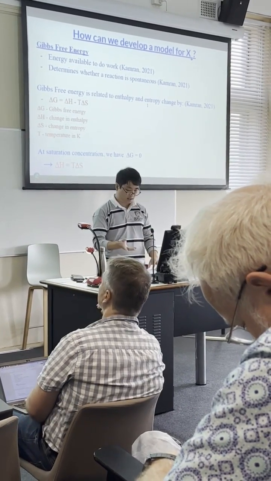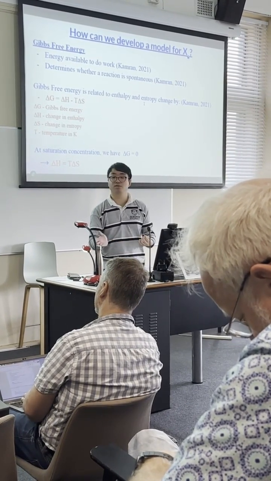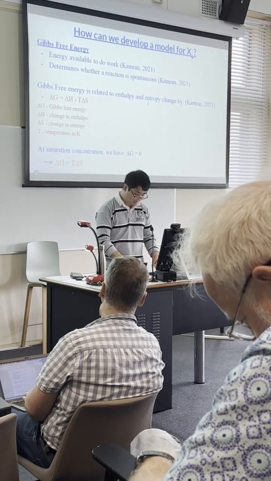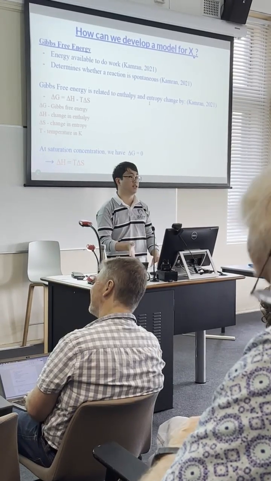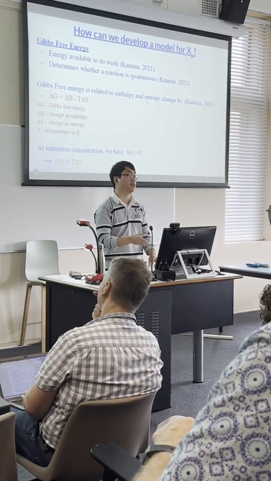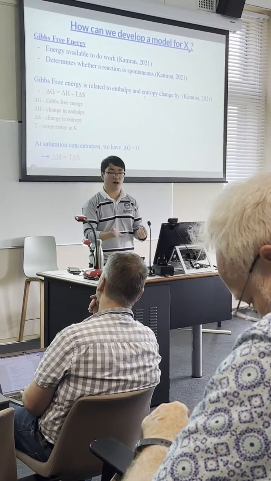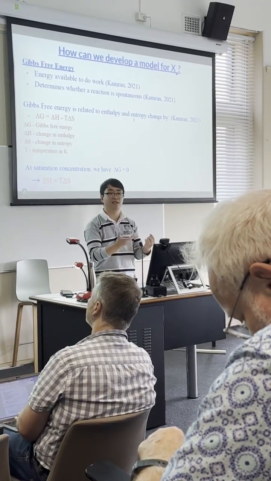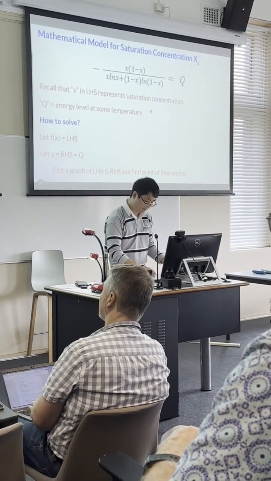The Gibbs free energy is the energy associated with the solution that is available to do work and determines whether or not the reaction will be spontaneous or not. It is related to the enthalpy change and entropy change of the solution by the following equation: delta G is delta H minus temperature times the entropy change. So we can substitute delta G is zero into this equation and do some mathematical manipulations to obtain a formula for xs, which is what we want.